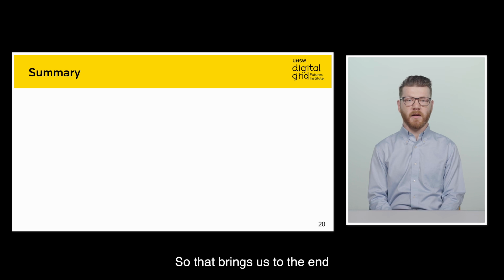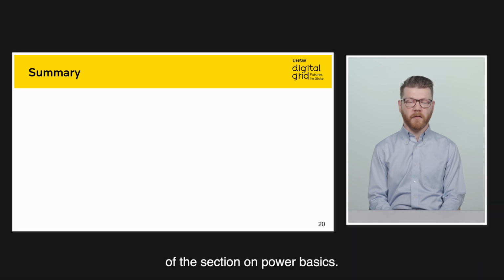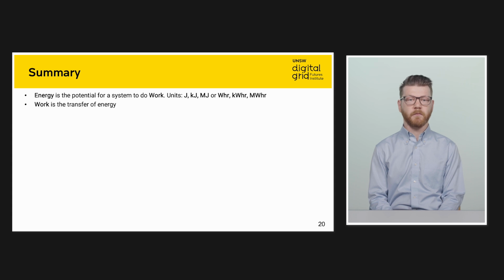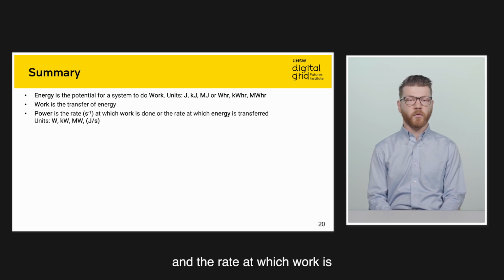So that brings us to the end of the section on power basics. I'm just going to go through and summarize what we've learnt. So we've learnt that energy is the potential for a system to do work, and we use units like joules, kilojoules, megajoules, or in the power industry, watt-hours, kilowatt-hours, and megawatt-hours. Work is the transfer of energy, and the rate at which work is done is known as power, which we use for units watts, megawatts, kilowatts, and so on.